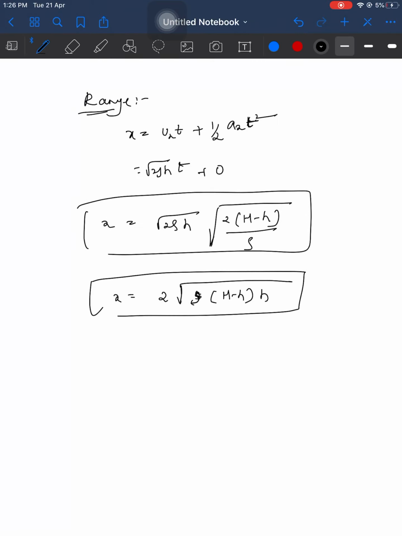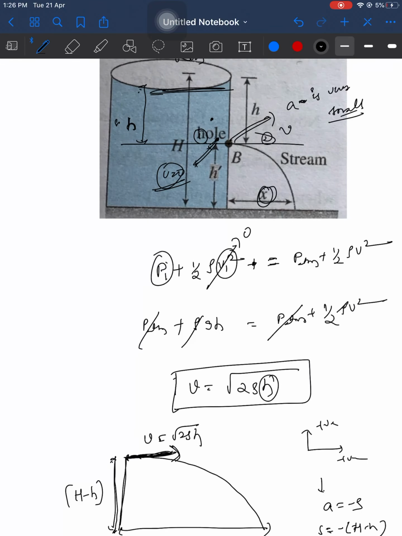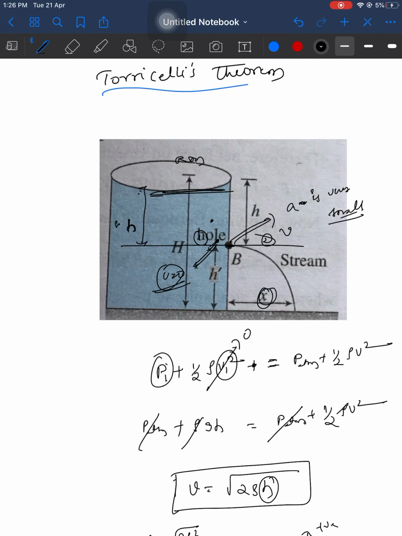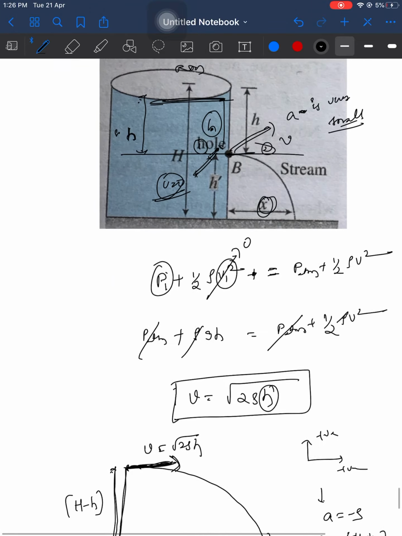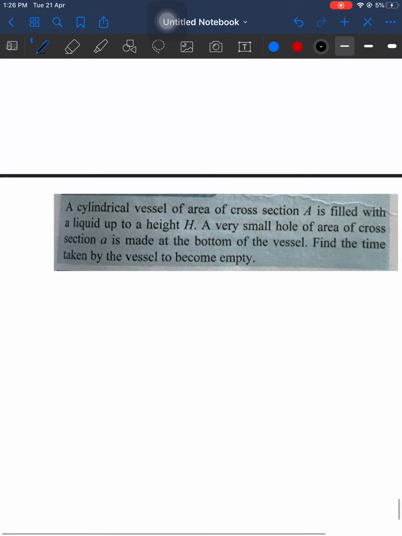Okay, the next question can be... Many questions can be asked on this. Basically, you should understand: if you make a hole here, what will be the velocity? V is equal to square root of 2gh, where h is our height above the hole. Okay, let's see the questions based on it.